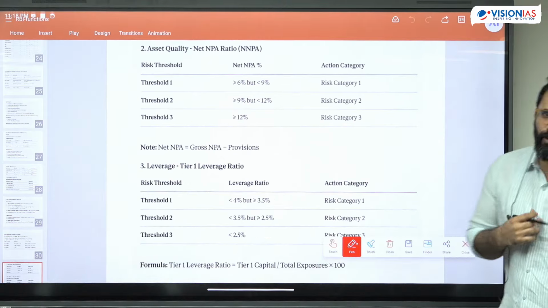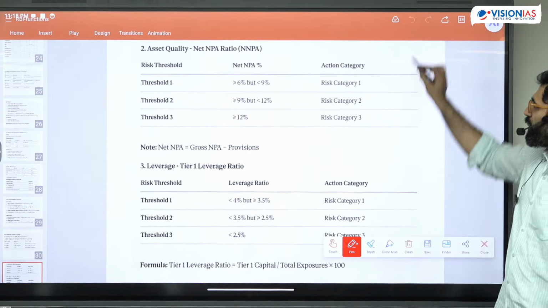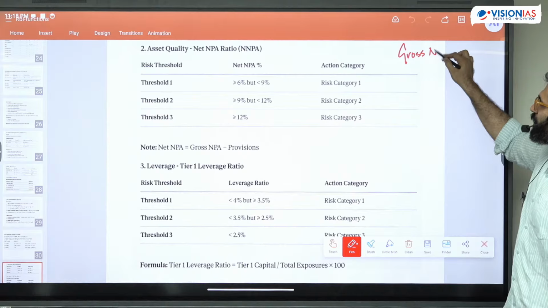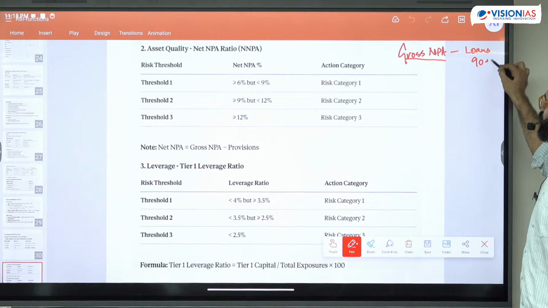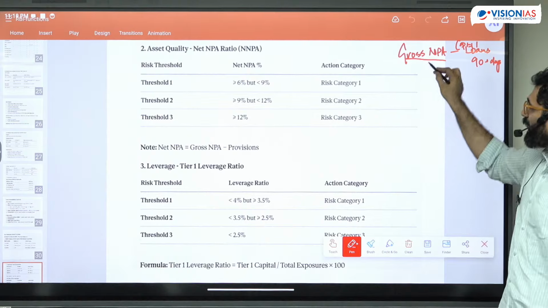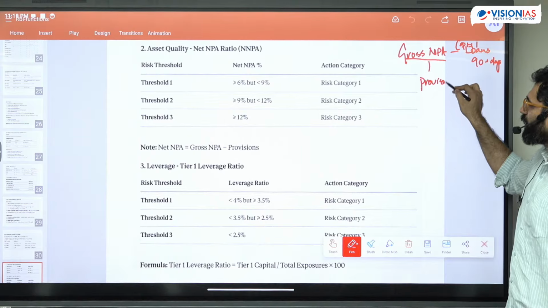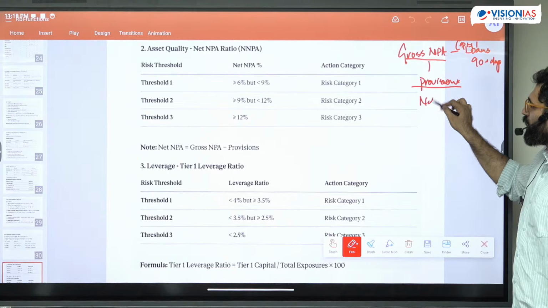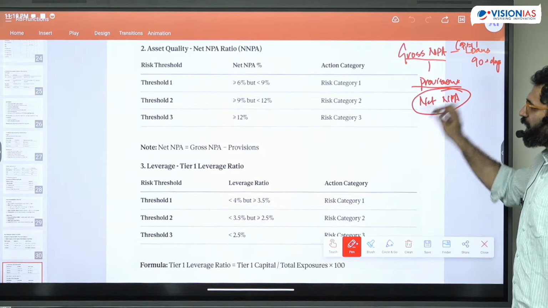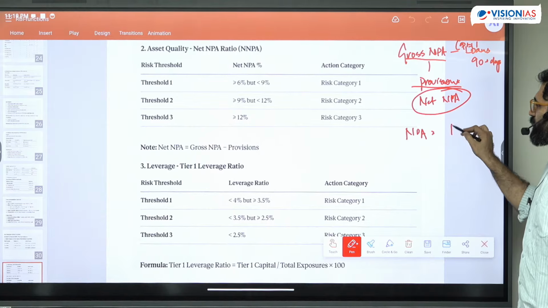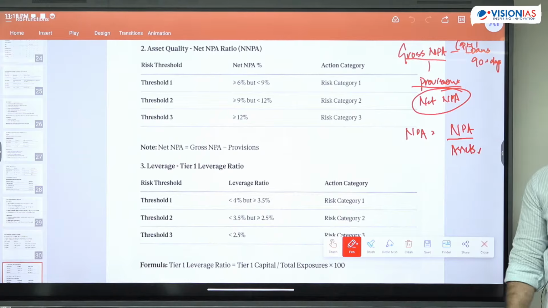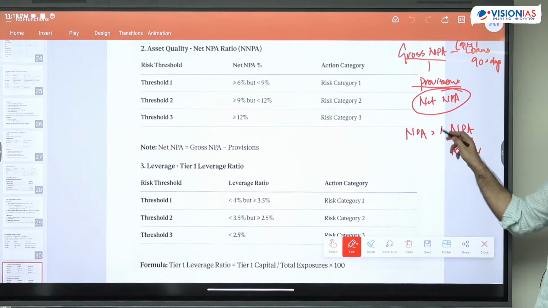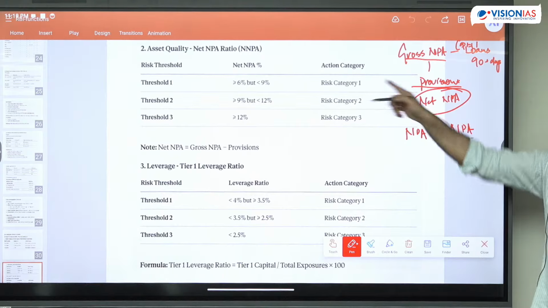What is net and gross NPA? Gross NPA is loans not paid for 90 days. Principal interest not being paid for more than 90 days. I adjusted for the provisions which I have to make. This is net NPA. What is the NPA ratio? NPA ratio is the NPA loans upon the total asset. The net NPA as a percentage of total loans will give me the NPA ratio.